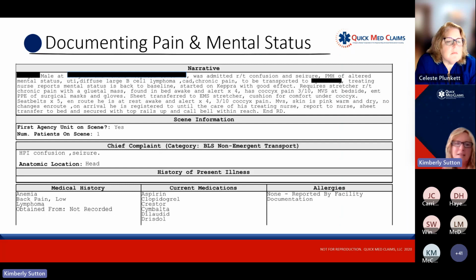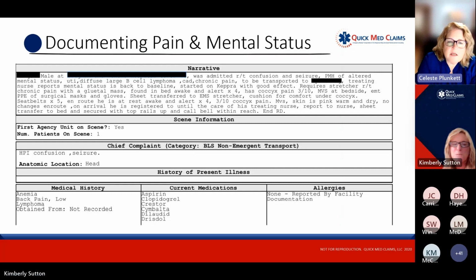I'm going to let Celeste take this one too, so we can alternate on documenting pain and mental status. So you can see right here again, in the narrative, they have information that the patient's confused, they have a history of seizures, history of altered mental status, and it sounds like they may have had a seizure, they were given Keppra. They go on in their narrative to describe that it looks like the patient's being transported because of a seizure.